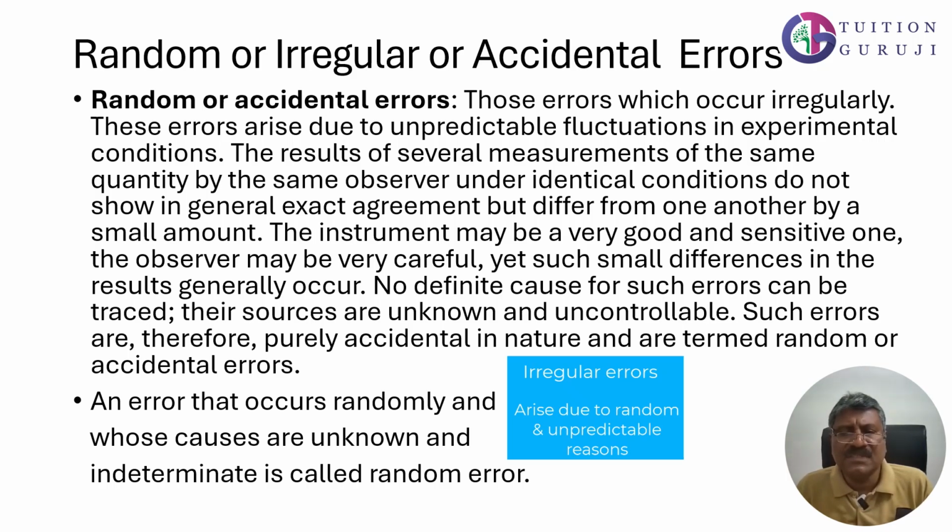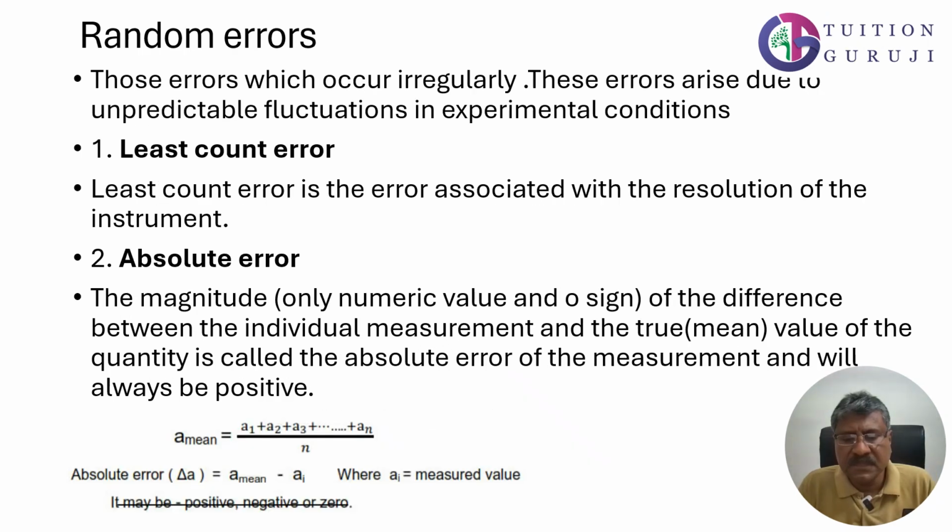There is no definite cause for such errors. The sources are unknown and uncontrollable. Such errors are therefore purely accidental in nature and are termed random or accidental errors. An error that occurs randomly and whose causes are unknown and indeterminate is called random error. We told you that random errors occur due to unpredictable fluctuations in experimental conditions.